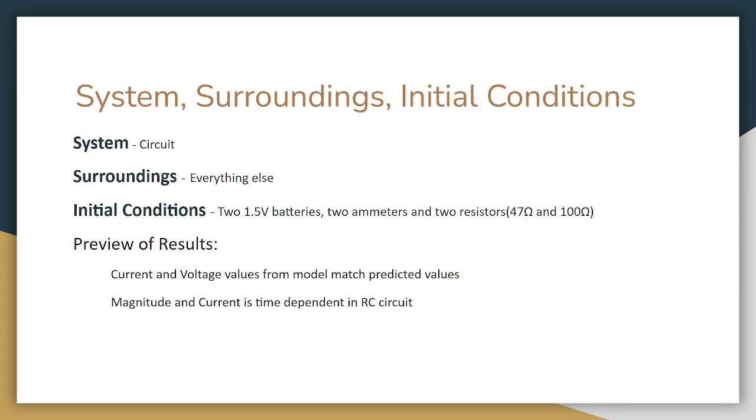The system is the circuit. Surroundings is everything else. Initial conditions: we have two 1.5 volt batteries, 2 ammeters, and 2 resistors, 47 ohms and 100 ohms. Preview of the results.